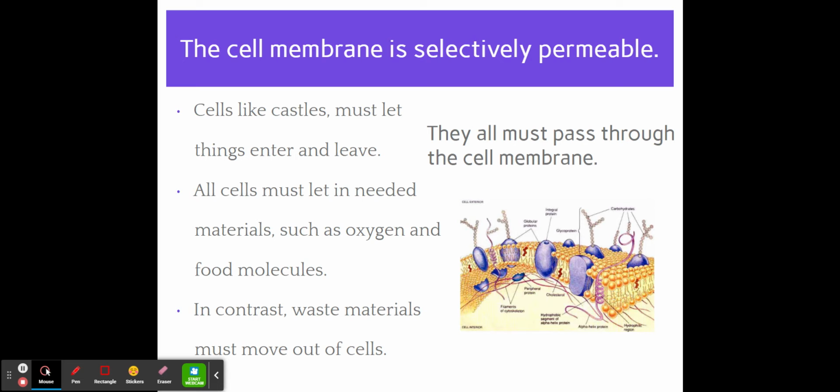So cells, like castles, must let things enter and leave. All cells must let in needed materials such as oxygen and food molecules. In contrast, though, waste materials must be able to move out. So I tell this story to gross people out, but also to help them remember that the cell membrane is selectively permeable like a castle.